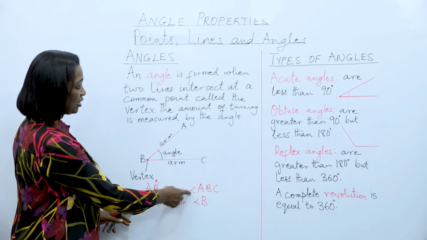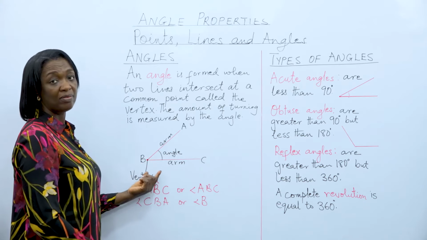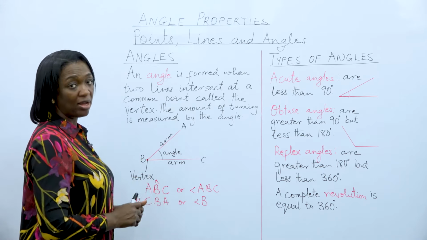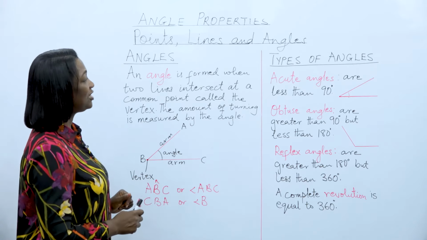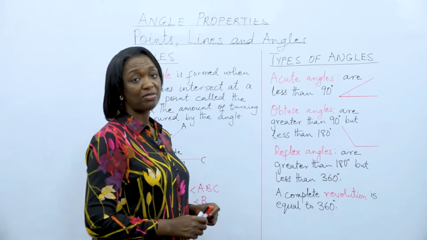That's a mark of angle. This indicates an angle, or simply angle B. So you need to be able to know how to label angles. So take note of that. Then types of angles. There are about 5 different types of angles.